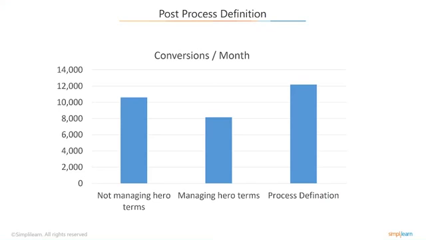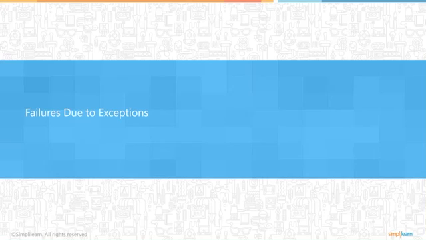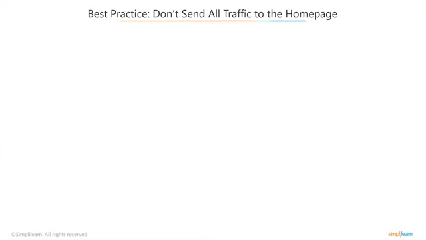Now, there are times there's just exceptions, right, to the rule. So I think we've all heard this before. Don't send all your traffic to the homepage, right? This is usually PPC 101. Find the most relevant page for a keyword. That's where the traffic should go.